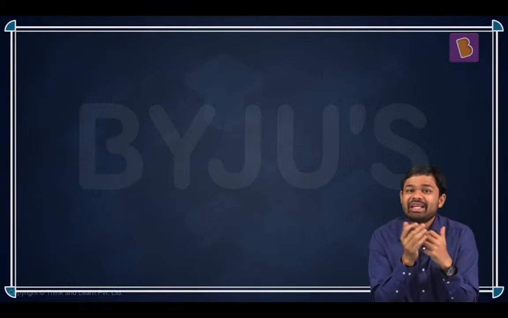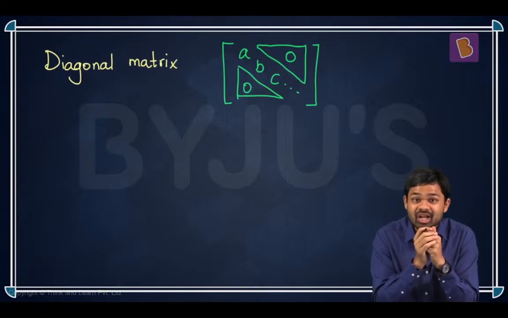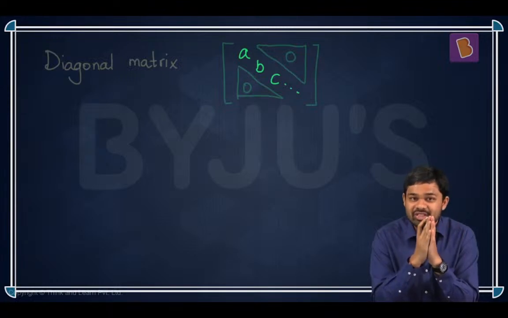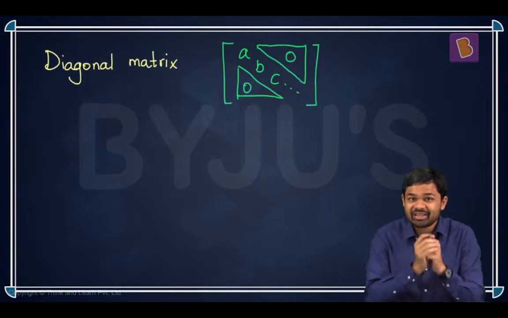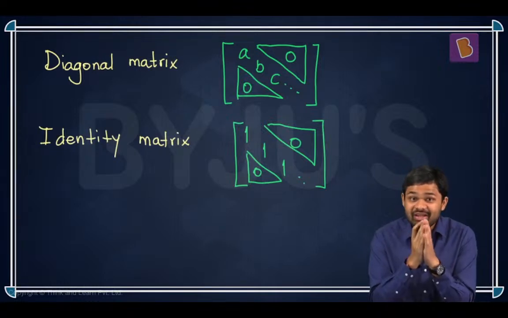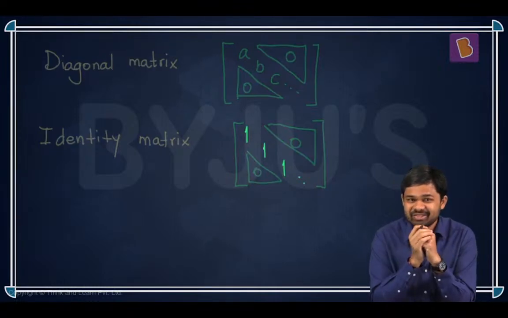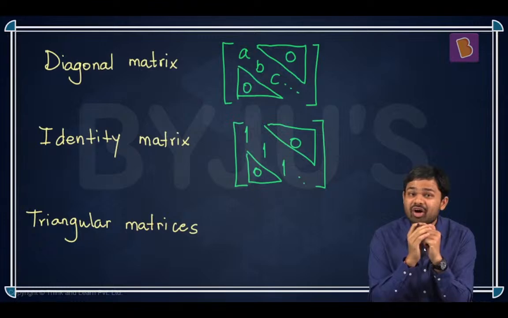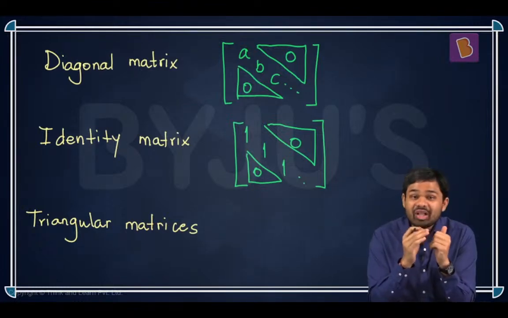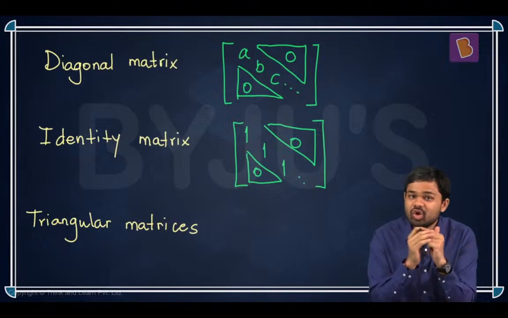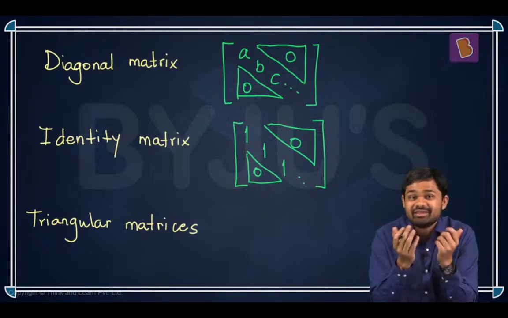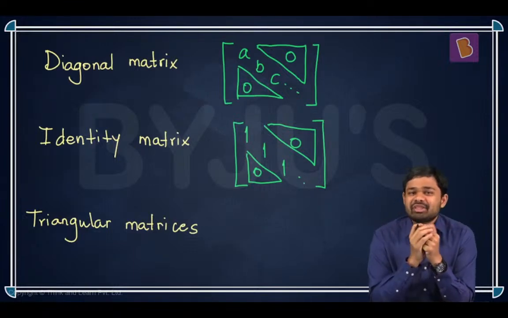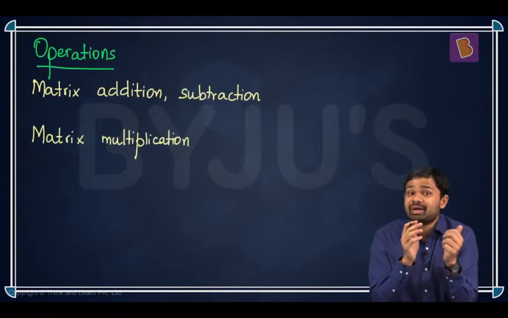Then there were certain more interesting matrices such as the diagonal matrix, which was a square matrix with only the diagonal elements as non-zeros. A special kind of diagonal matrix was the identity matrix, wherein all the diagonal elements were ones. Finally, we had the triangular matrices, either upper triangular or lower triangular, wherein all the off-diagonal terms, either on the lower side of the diagonal or the upper side, were zeros. These were the main kinds of matrices that we looked at, and we moved on to matrix multiplication.